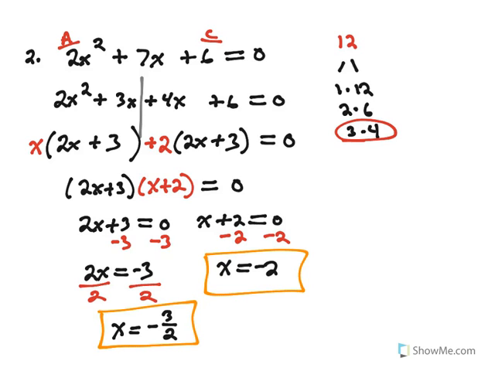So essentially, when I'm solving for these solutions, I'm actually finding the intercepts. If I graph this, this graph is going to intercept the x-axis at negative 3 halves, and then at negative 2. Okay, let's go ahead and do this example.